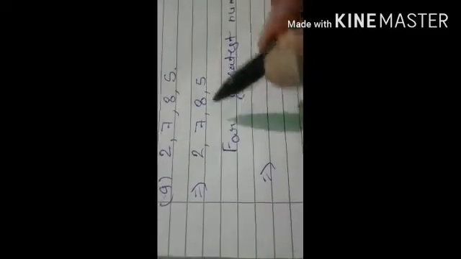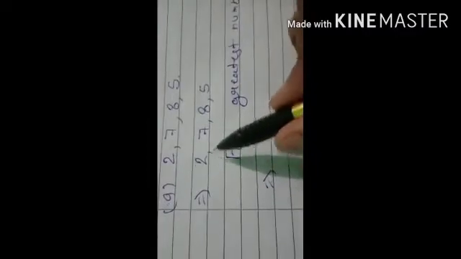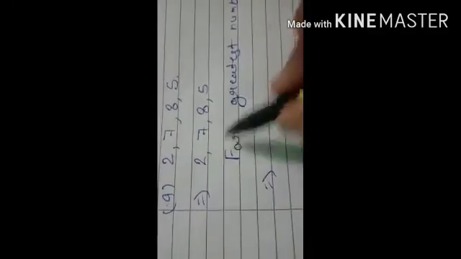Students, in the previous class I hope you learned how to solve this type of question. If you don't know, listen. For the greatest number we first put the greatest digit of the group. Which digit is greatest in this group? As you know, 8 is the greatest digit, so we put it here. After that, which digit is greatest other than 8? This is 7.